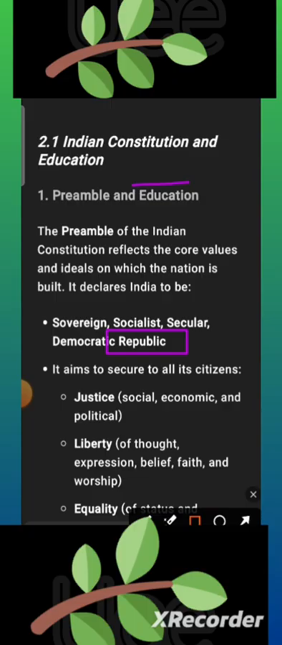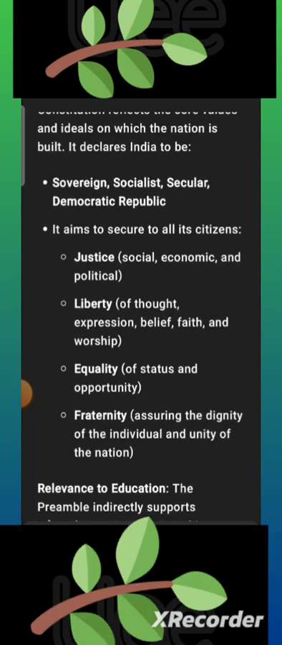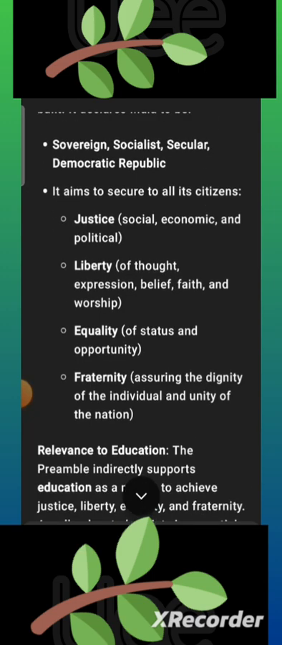Republic. No hereditary rulers. Leadership is based on merit and public choice, which again depends on an informed and educated citizenry. It aims to secure all its citizens justice, liberty, equality, fraternity.